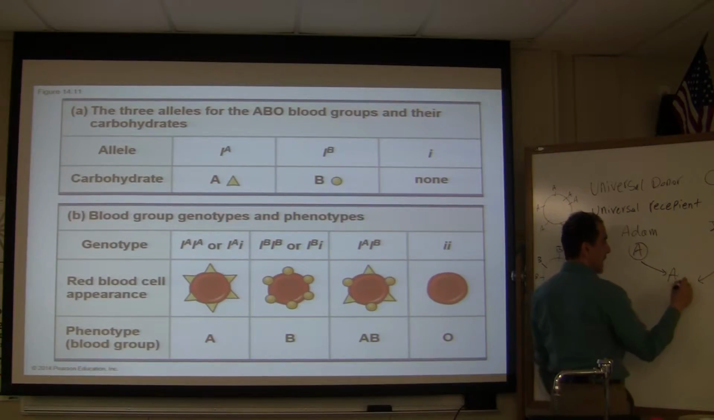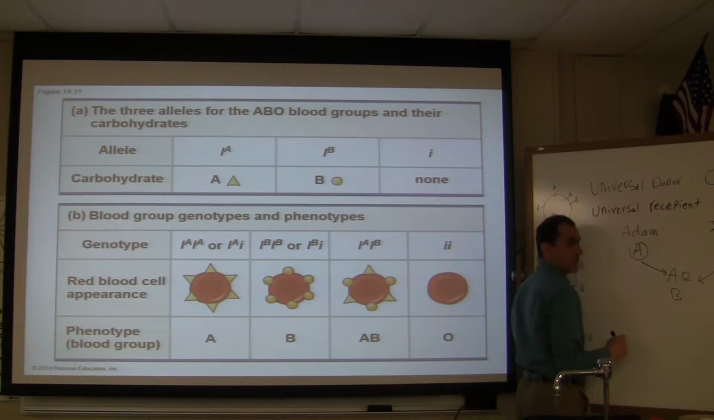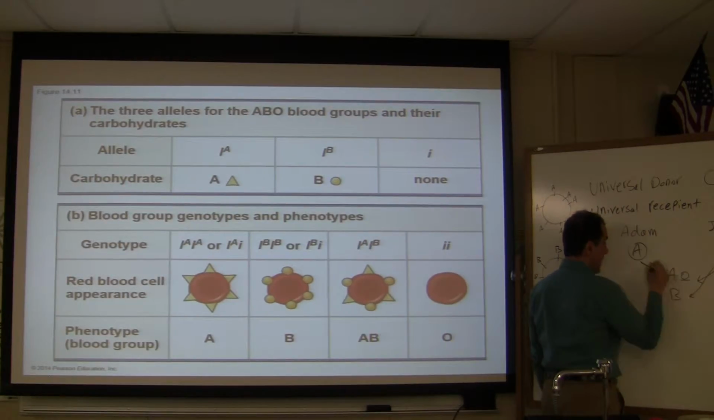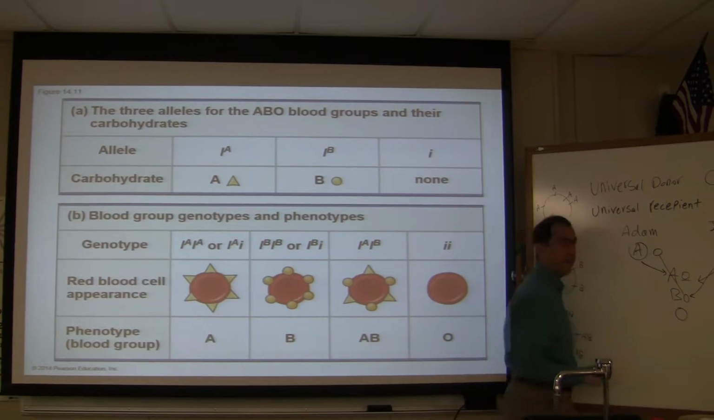How about if they have a child with blood type B? Can they have a child with blood type B? Yeah. Joan gave off B, and Adam gave off O. Can they have a child with blood type O?